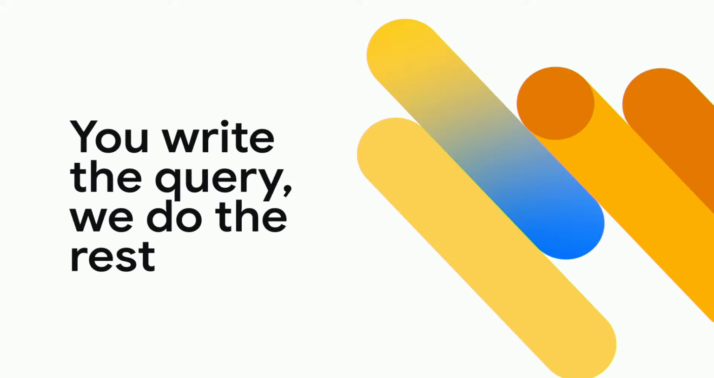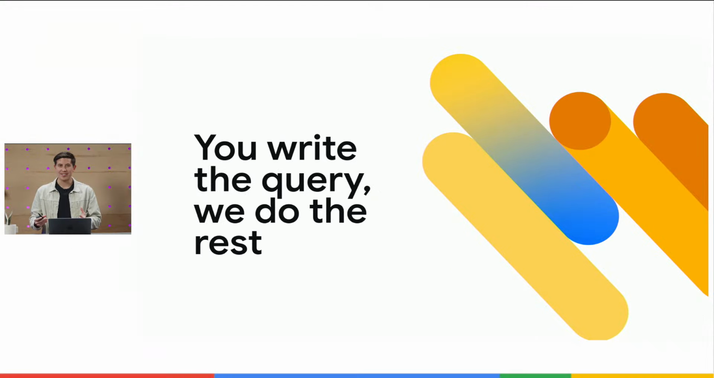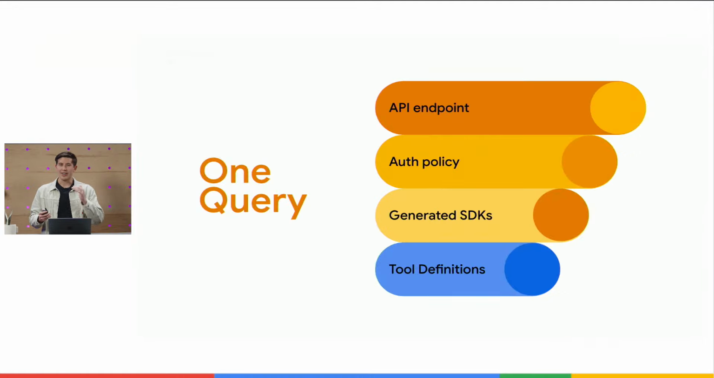We built Data Connect on a single principle. You write the query, we do the rest. So what does that mean? Well, when you write your query and define it in Data Connect on that service, we generate for you a secure API endpoint with that built-in authentication check and an authorization policy that you define for that query. We generate you type-safe SDKs to call into that API endpoint, which makes it really easy to get going and hit the ground running. And we also generate tool definitions.